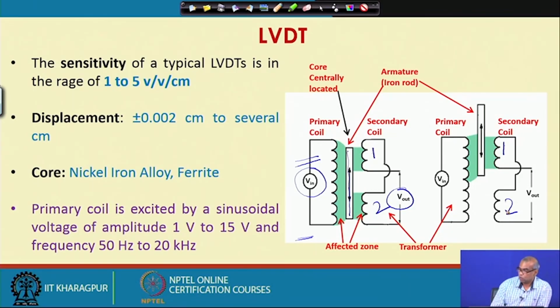So, when the soft iron core is centrally located, the output voltage will be 0. But when the soft iron core is not centrally located, there will be a non-zero voltage output from the secondary coils. So, this output voltage is a measure of the displacement.